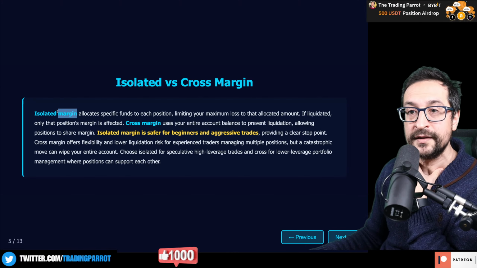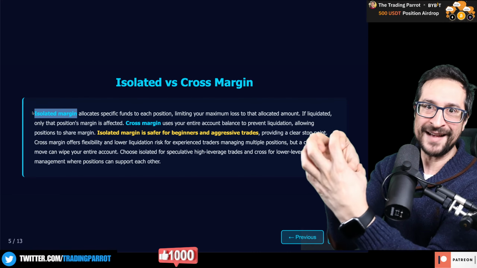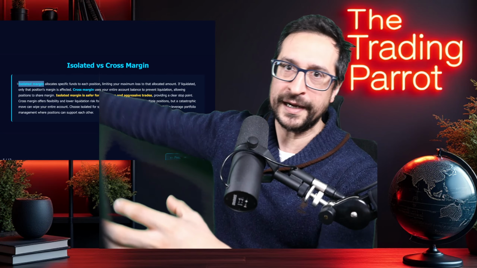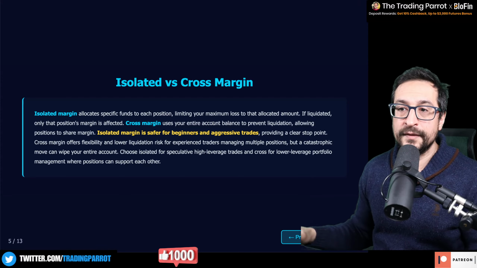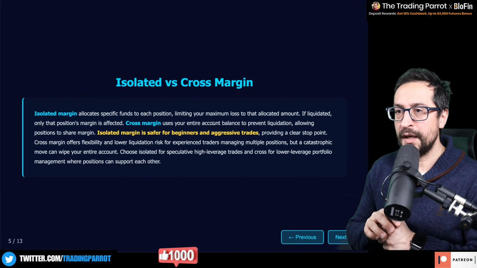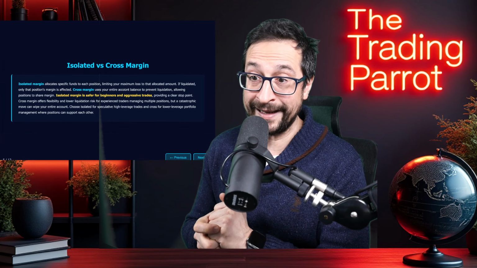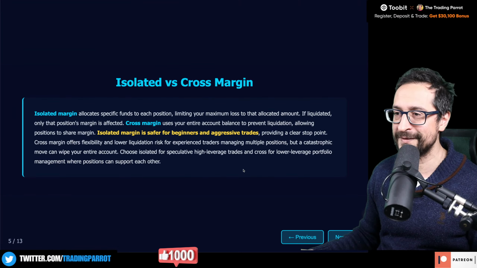With isolated, it's different because they literally create like a mini sub account with the margin, and it cannot go into the other account and take the rest of the account. So that is isolated versus cross. And we need to bring isolated and cross back when we talk about the CA again. That's going to make it even more interesting. I want to say it in a positive way.